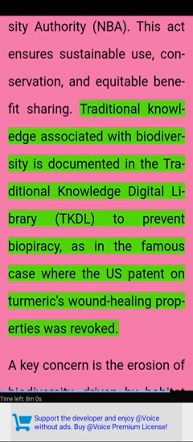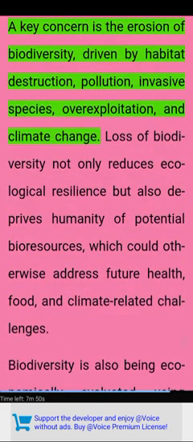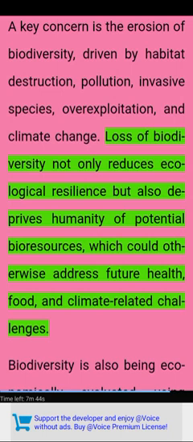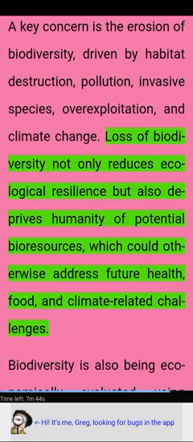Traditional knowledge associated with biodiversity is documented in the Traditional Knowledge Digital Library (TKDL) to prevent biopiracy, as in the famous case where the U.S. patent on turmeric's wound healing properties was revoked. A key concern is the erosion of biodiversity, driven by habitat destruction, pollution, invasive species, overexploitation, and climate change. Loss of biodiversity not only reduces ecological resilience but also deprives humanity of potential bioresources, which could otherwise address future health, food, and climate-related challenges.